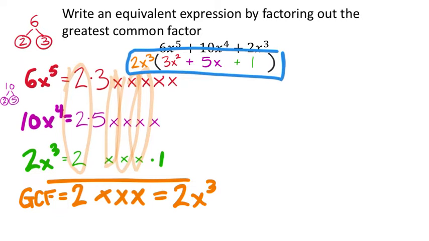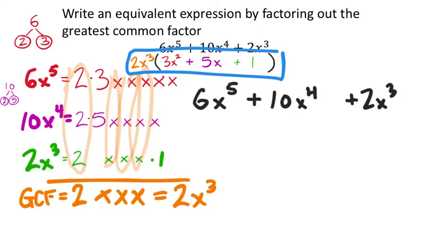Now, I said I'd show this a different way. So let's look at our original expression here. So there's our original expression. So what did I do with the 6x to the power of 5? Well, remember, I then changed it into 2 times 3 times x times x times x times x times x. Right there, like that.